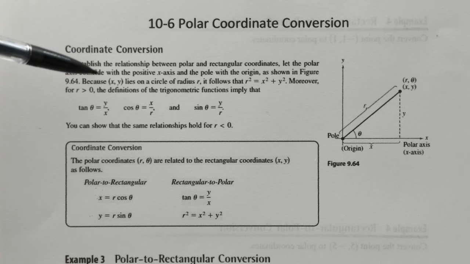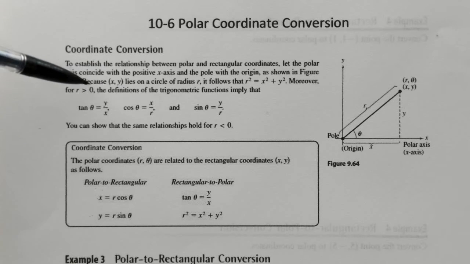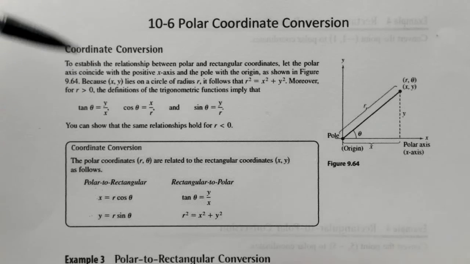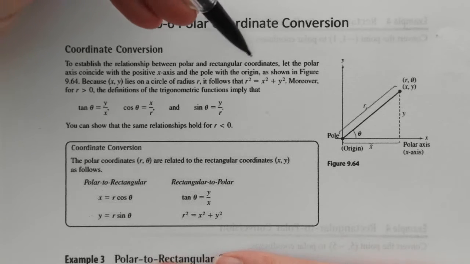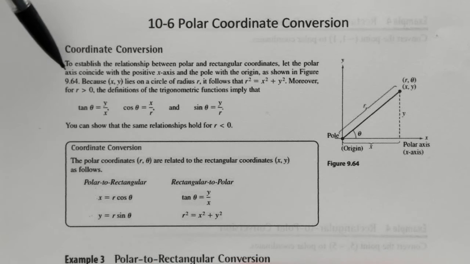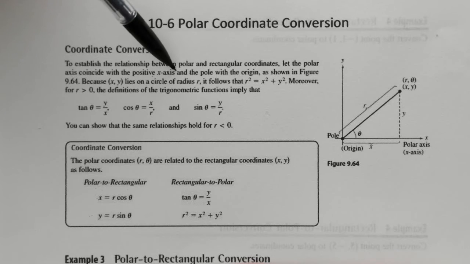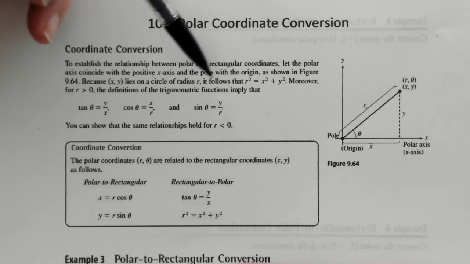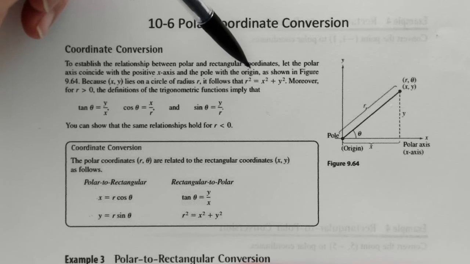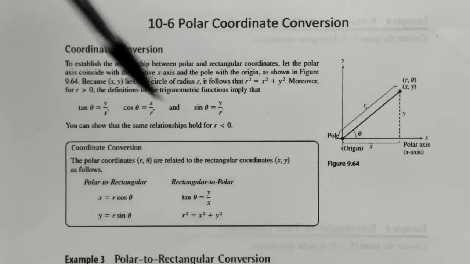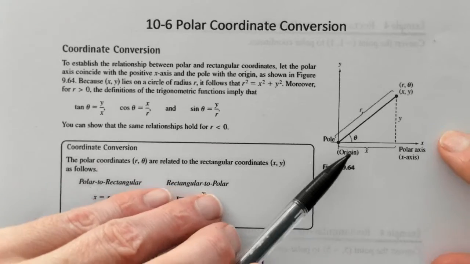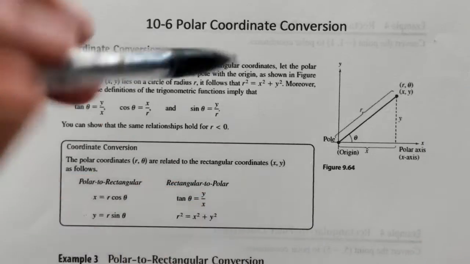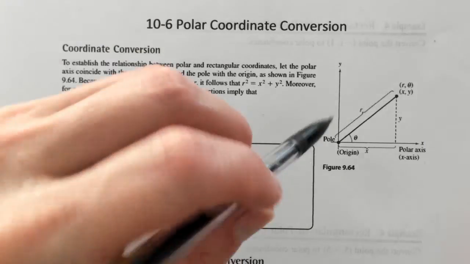Polar coordinates consist of r, the radius, and the angle theta, while rectangular coordinates consist of x and y. To establish the relationship, we let the polar axis coincide with the positive x-axis and the pole of the polar coordinate with the origin of the rectangular coordinate. If we take a look at this figure here, you can start to see the relationship between the different types of coordinates.